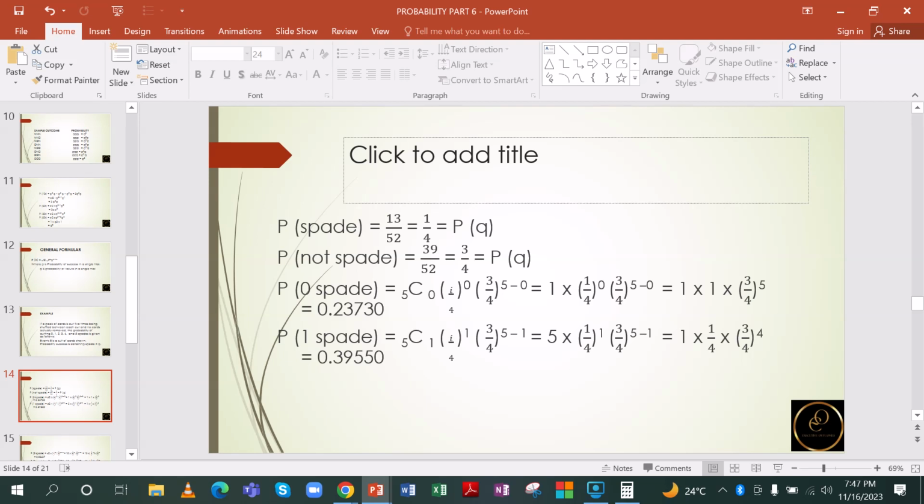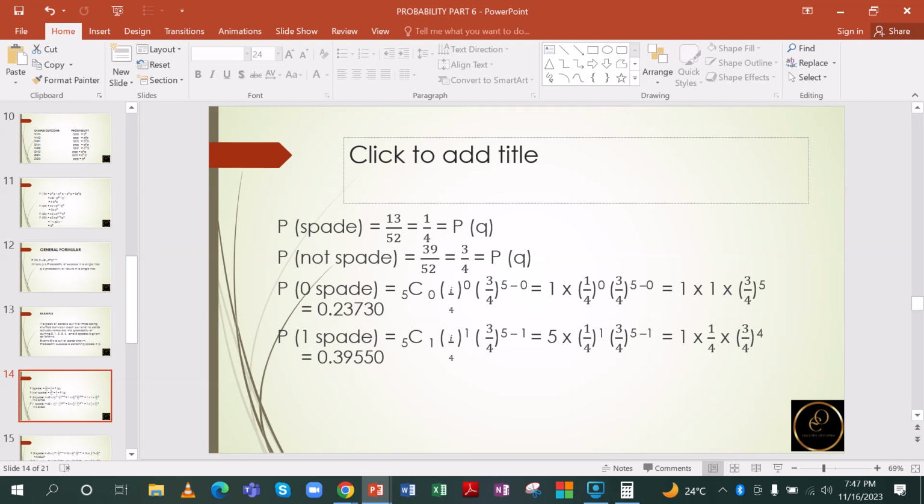Now the probability of not drawing a spade, meaning any other cards, is the difference, which will be 39 over 52. If you remove 13 from 52, you remain with 39. So the probability of not drawing a spade is the total possible outcome 39 over the total cards 52, which gives you 3 out of 4 or 0.75. Okay, in this case.